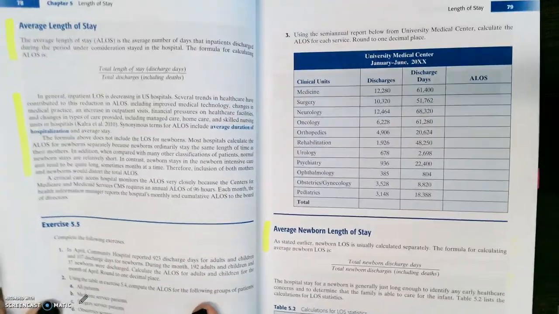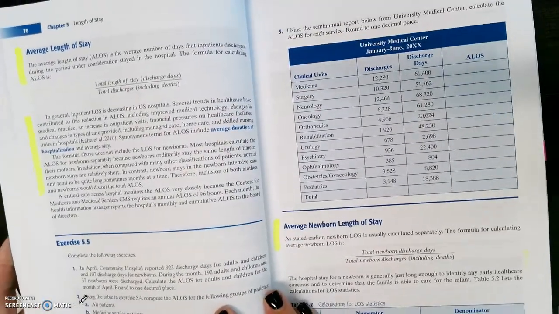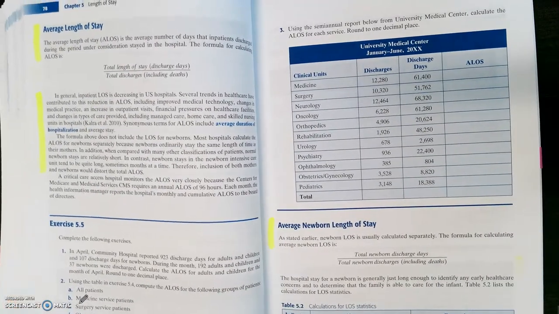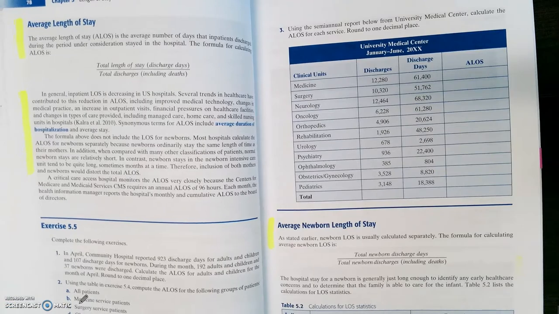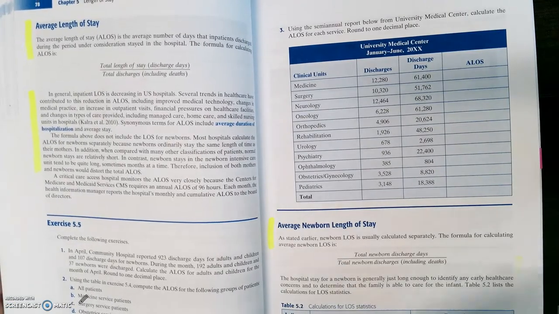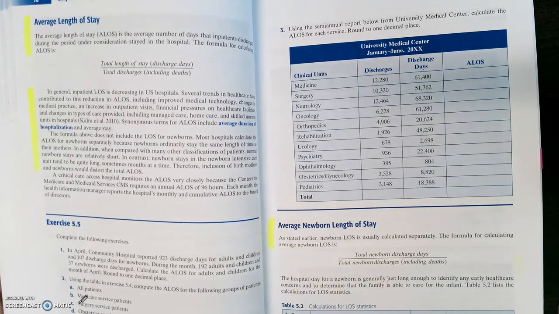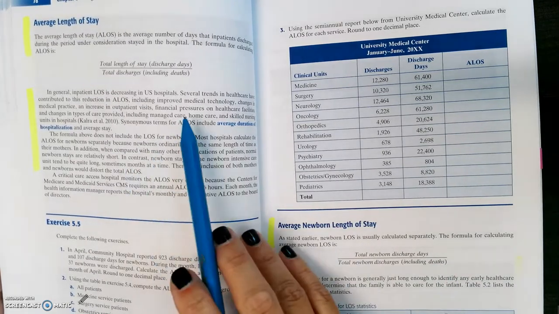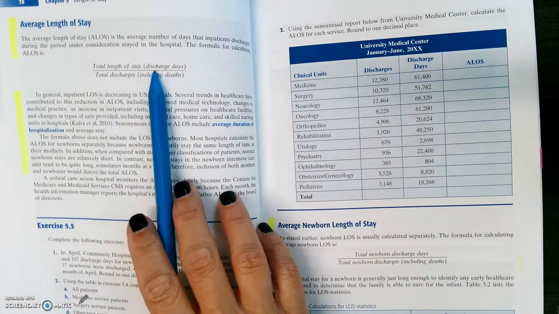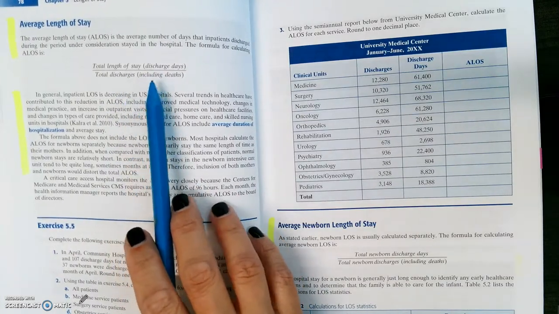Okie dokie. So if you move to the top of page 78, where we're going to talk about average length of stay, you're going to get your formula that we were used to seeing already in chapter 4, right? When we talked about how to calculate ALOS that we needed for our bed turnover problems. But here it is again on page 78. So the total length of stay, or otherwise known as discharge days, over total discharges including deaths.